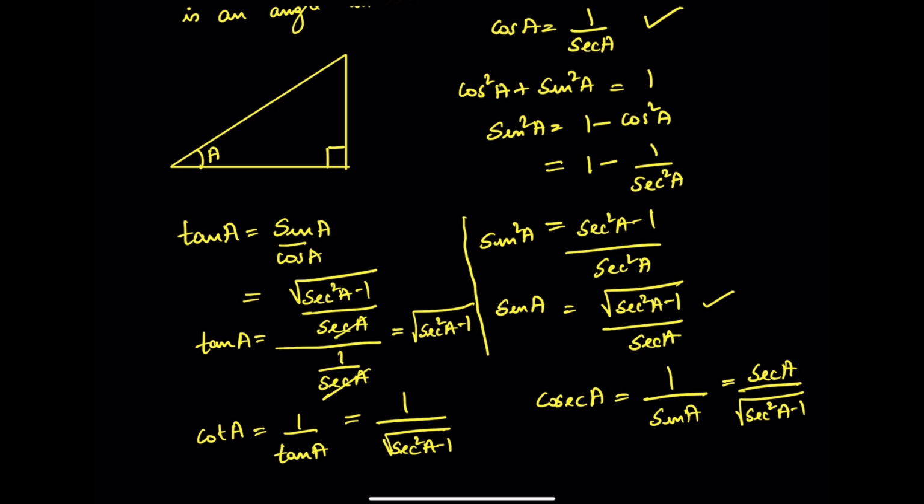So this is how we can express all the trigonometric ratios in terms of one trigonometric ratio. Here in this case we are expressing everything using secant.